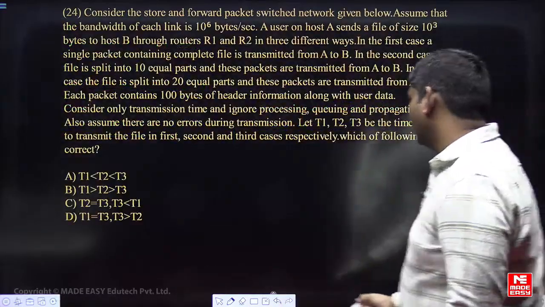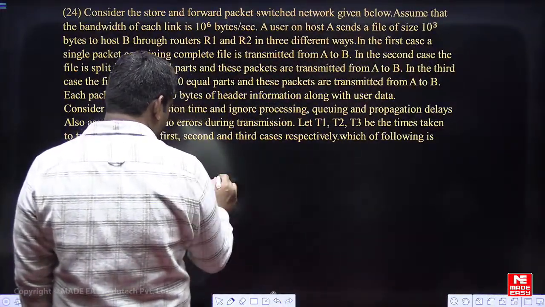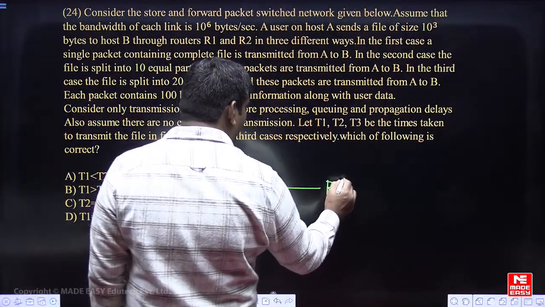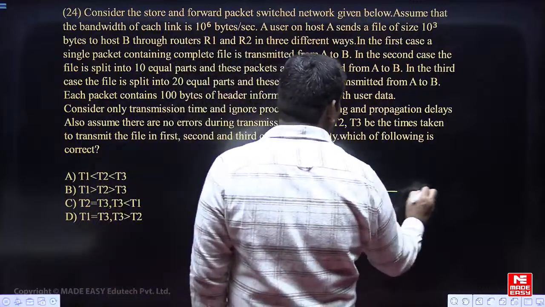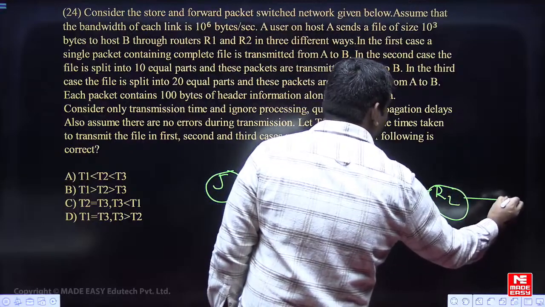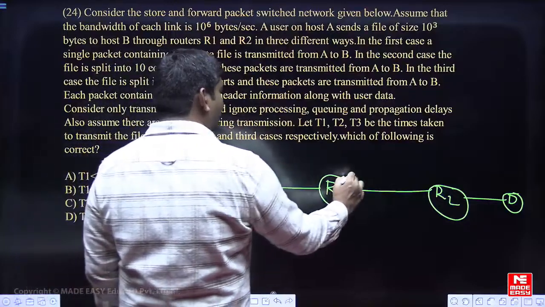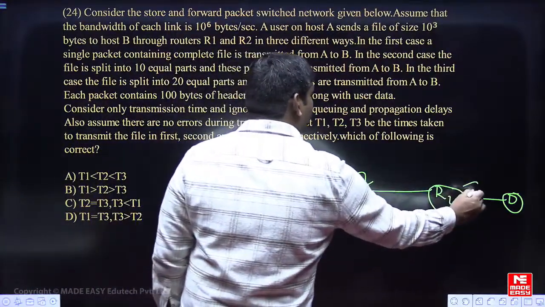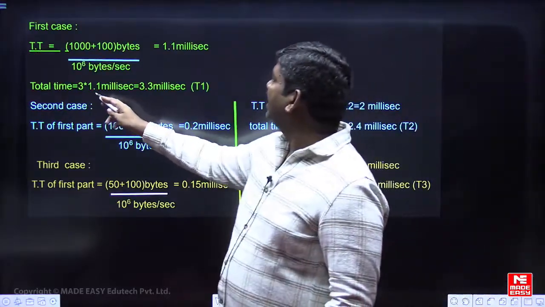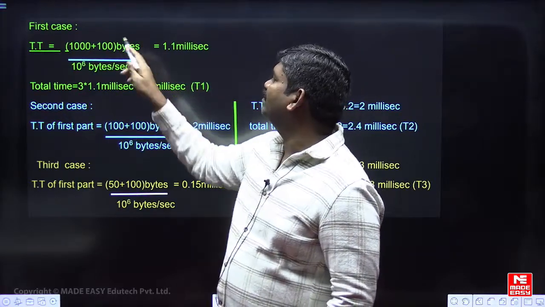See for this particular problem, why you got 3 hops: the source is connecting to router R1, then router R2, and then connected to the destination. You can observe that it is the first hop, the second hop, the third hop. That's why they have multiplied by 3. So the total time will be 3.3 milliseconds for the first case where the complete file is transmitted.